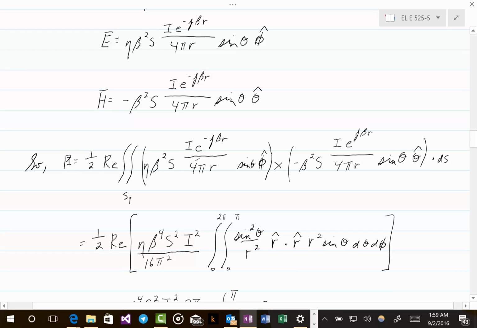So, resuming then, if we plug those values in to the expression for the power, we get that the power is 1/2 the real part of eta beta squared S times the I e to the minus j beta r over 4 pi r sine theta times phi hat cross minus beta squared S I e to the j beta r over 4 pi r sine theta theta hat dot ds. And that should be a vector quantity there, that ds. So let's correct that.